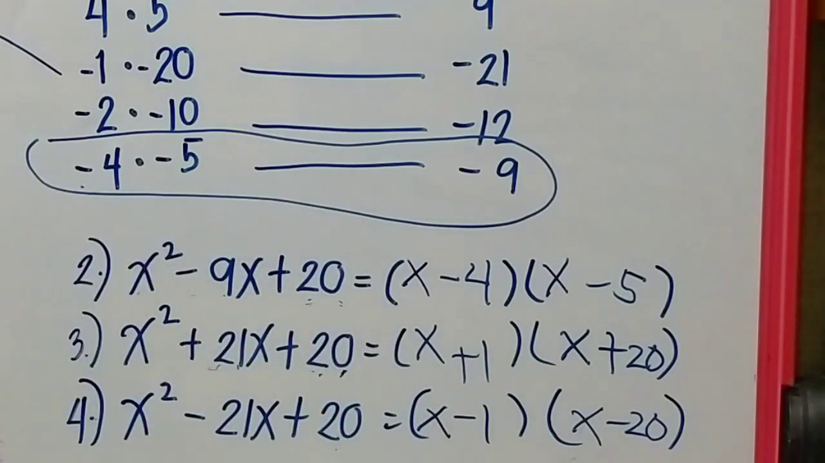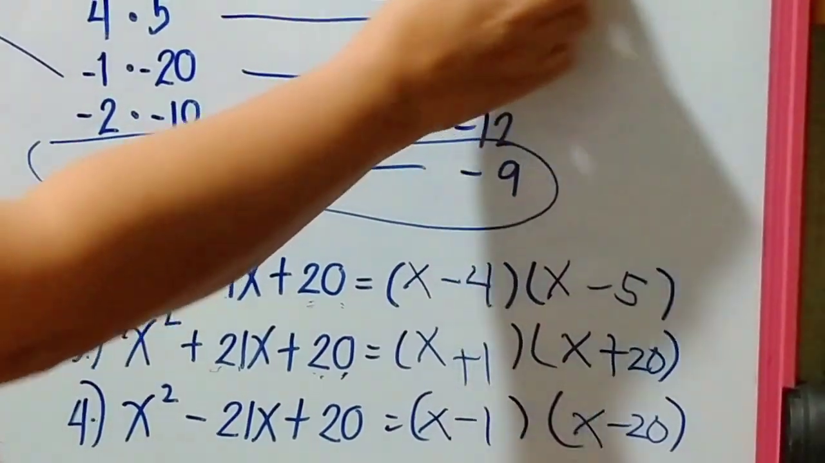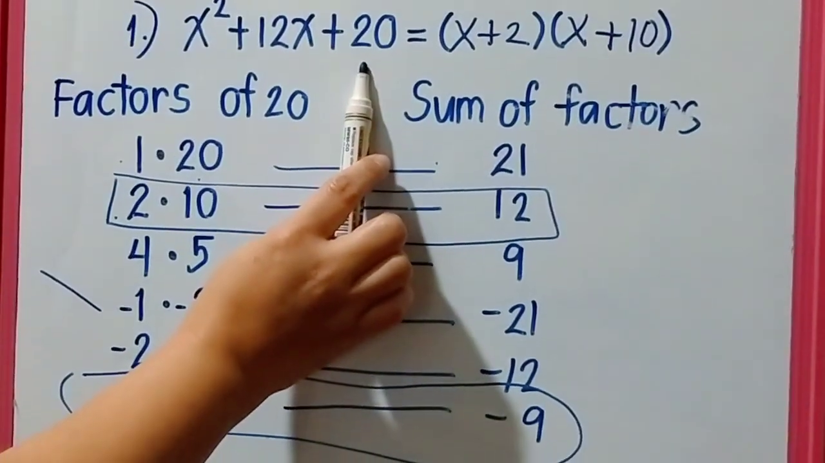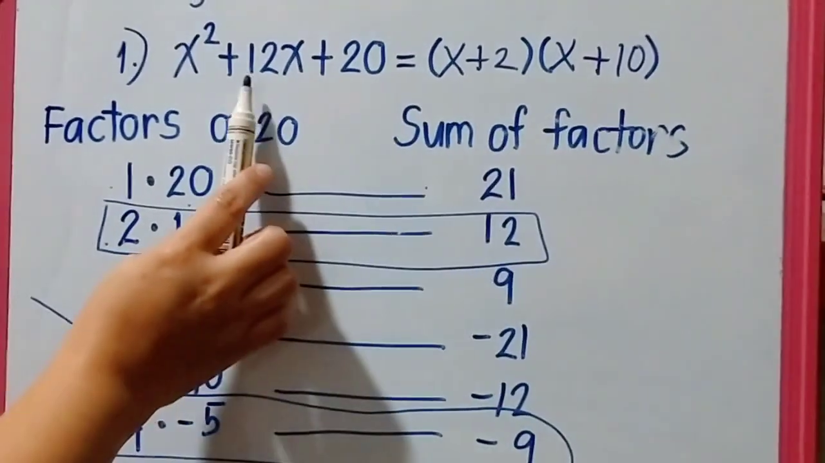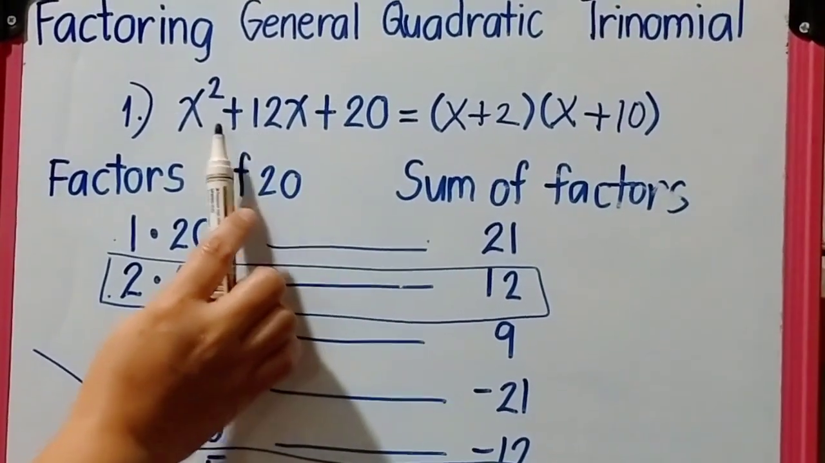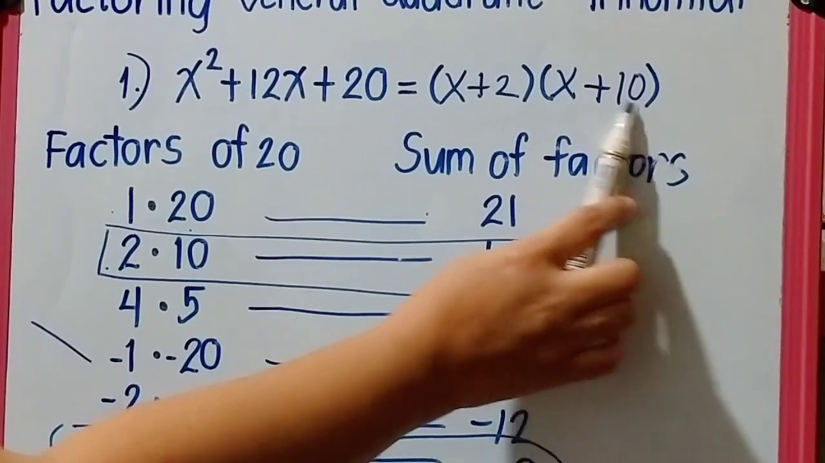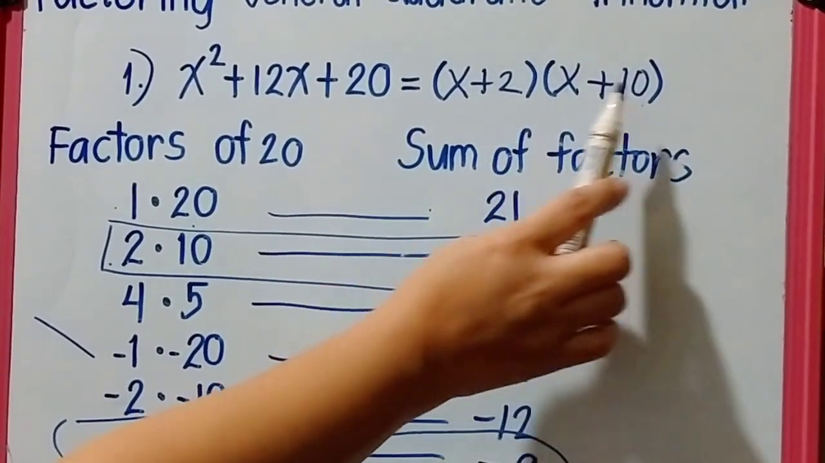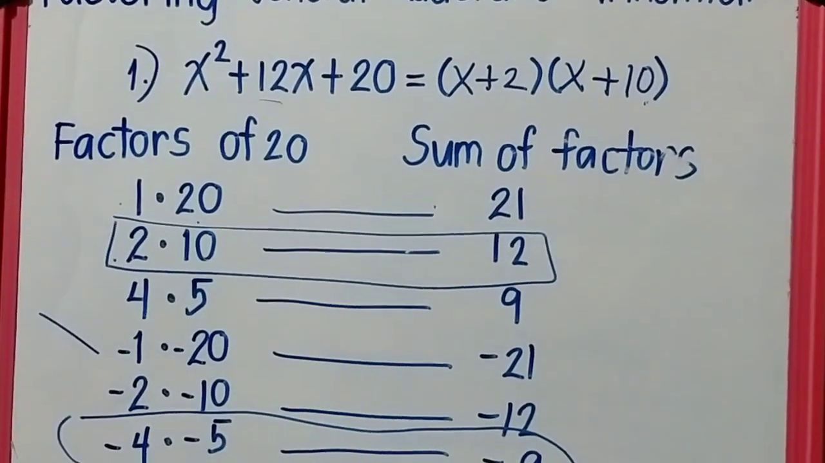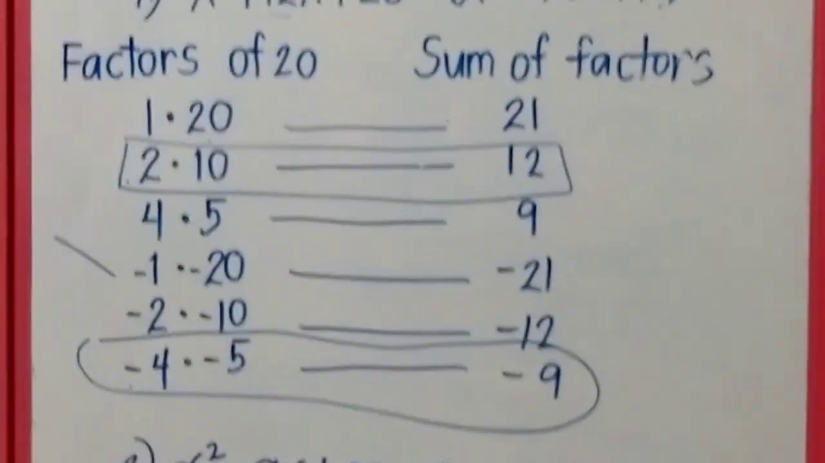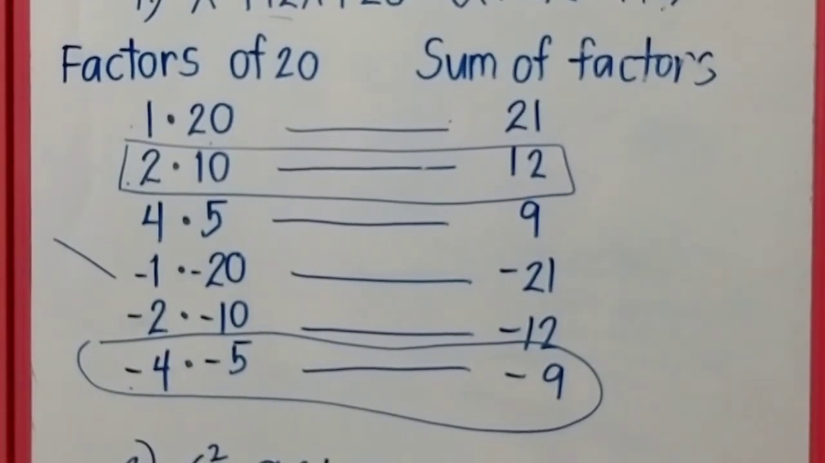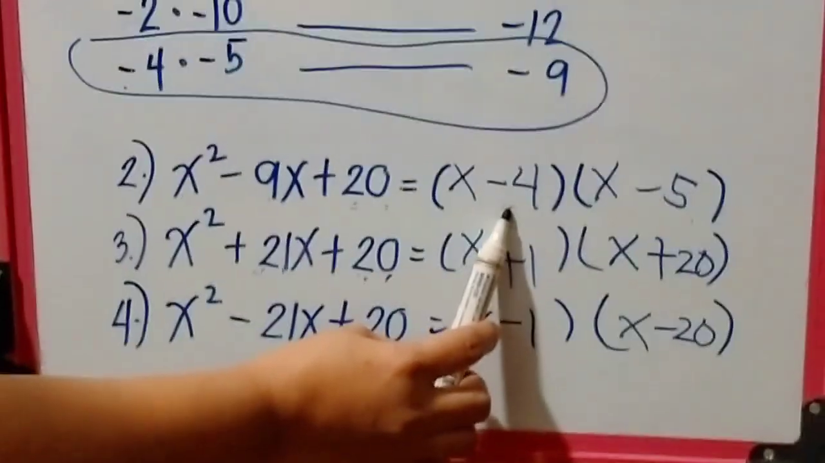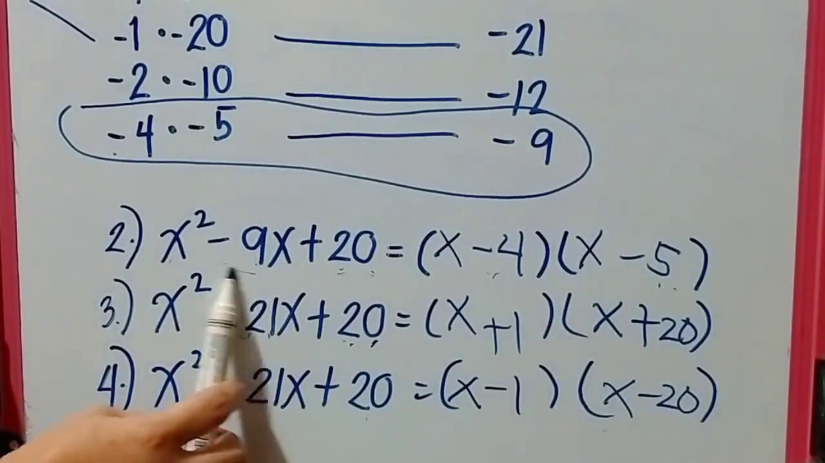So, to check, all you have to do is multiply the two constant terms and add. Okay? If you multiply the two constant terms, the product must be the constant term of the given trinomial. And when you add, it must be equal to the coefficient of the middle term. So, like this. 2 times 10, 20. 2 plus 10, 12. So, do that also in the other example. Negative 4 times negative 5, we have positive 20. Negative 4 plus negative 5, we have negative 9.